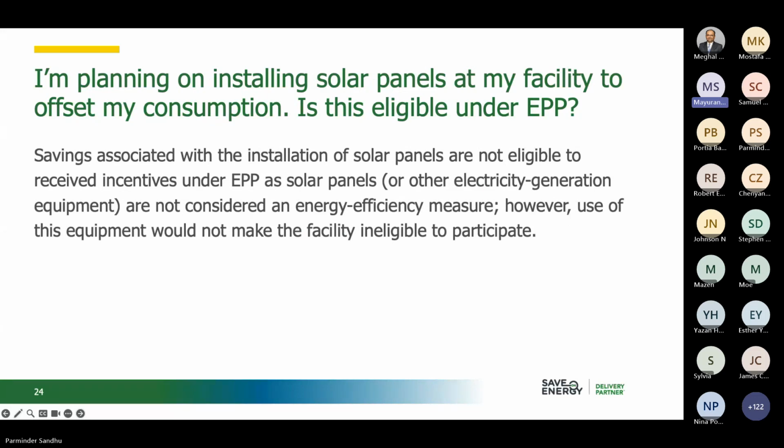I'm planning on installing solar panels at my facility to offset my consumption. Is this eligible under EPP? Savings associated with the installation of solar panels are not eligible to receive incentives under EPP, as solar panels or other electricity generation equipment are not considered energy efficiency measures. However, use of this equipment would not make the facility ineligible to participate.